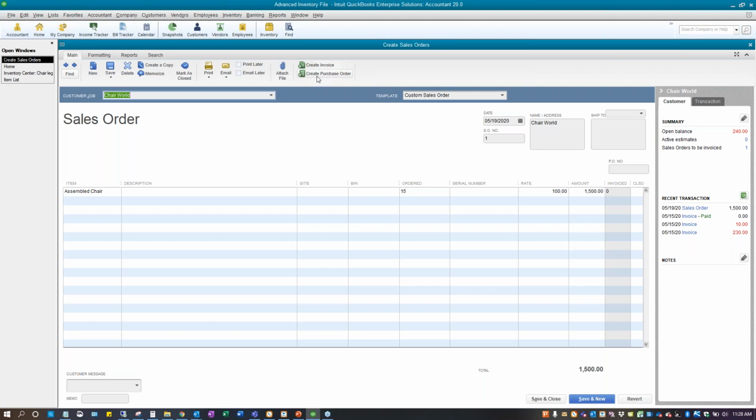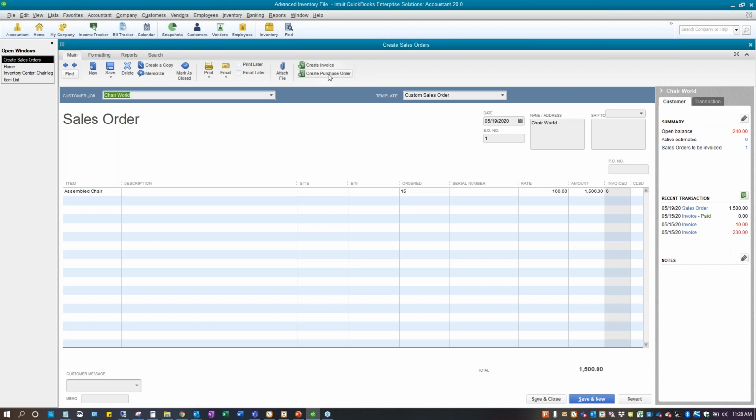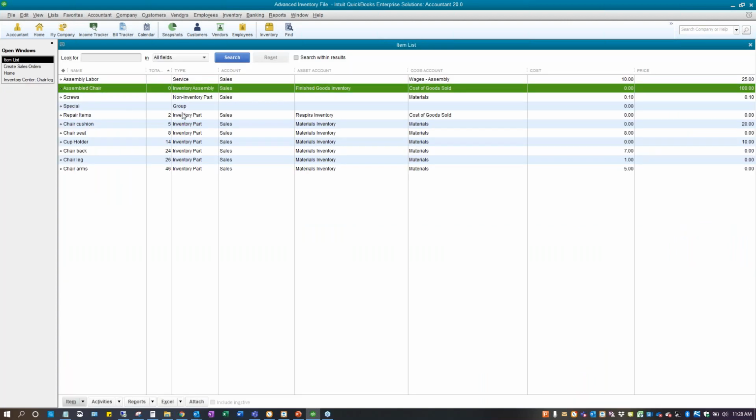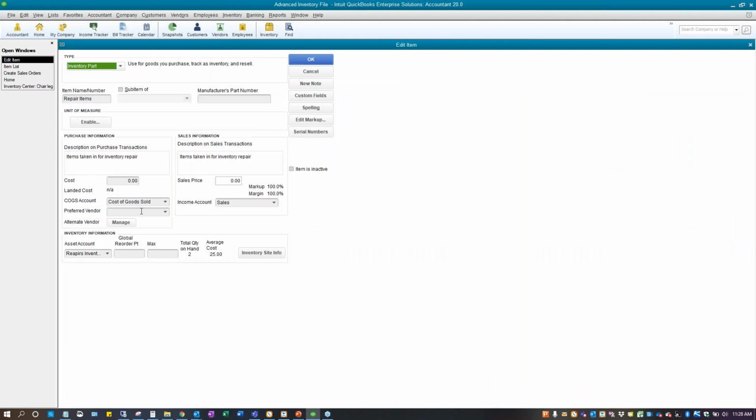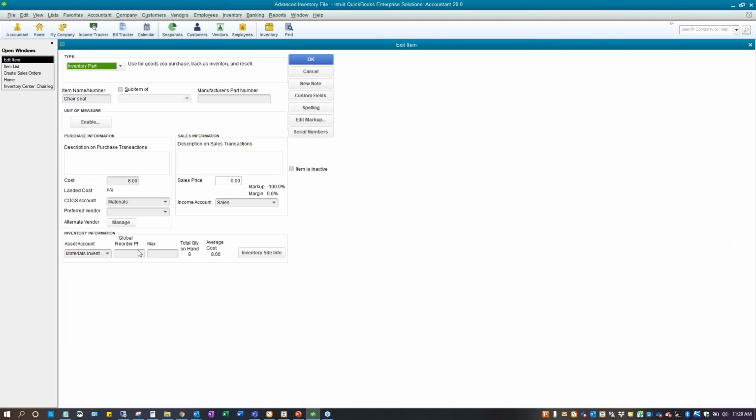I clicked create a purchase order. Problem is I couldn't do that because the assembled chair requires too many other pieces. If it was a straight up inventory item, I could actually just click right on through, if I had set up my default vendor on my item list, which is right here. So I'm going to pick my seat.